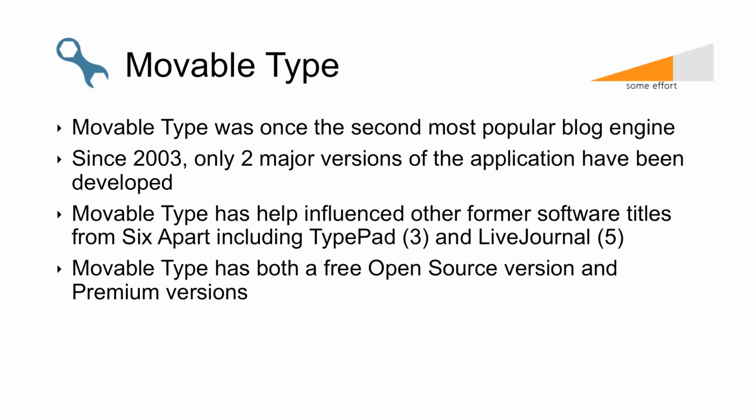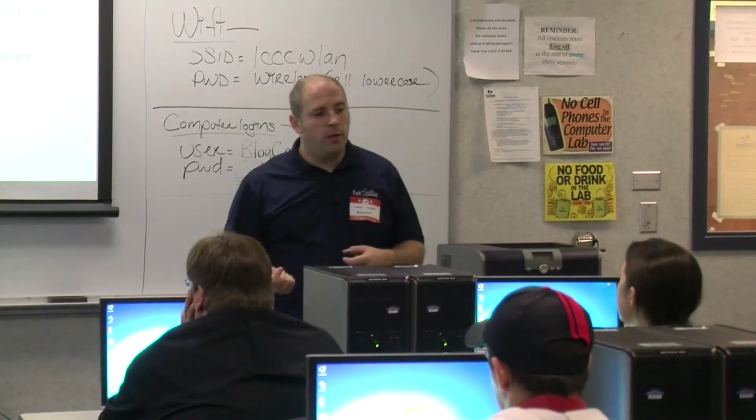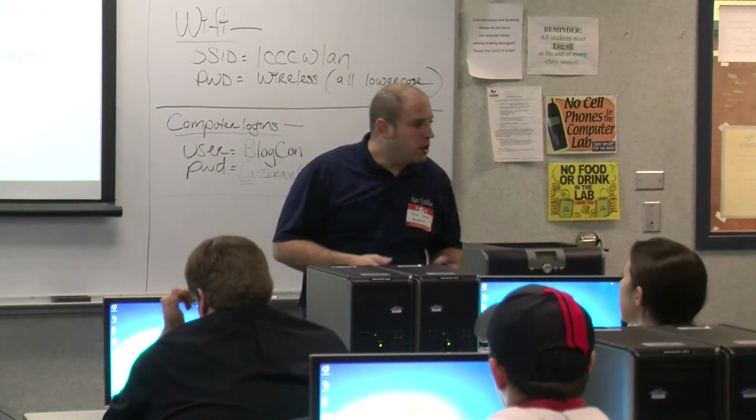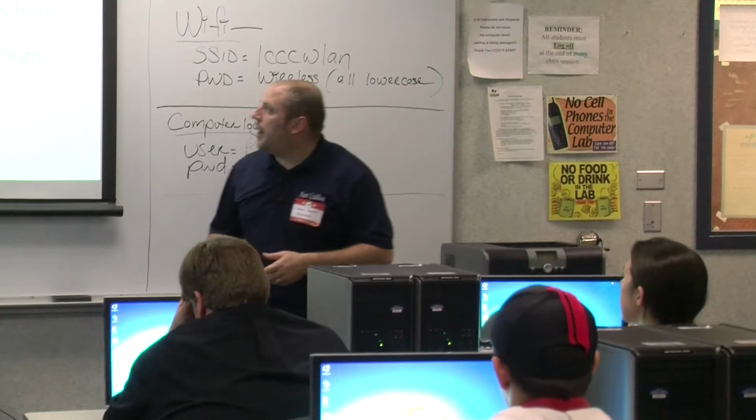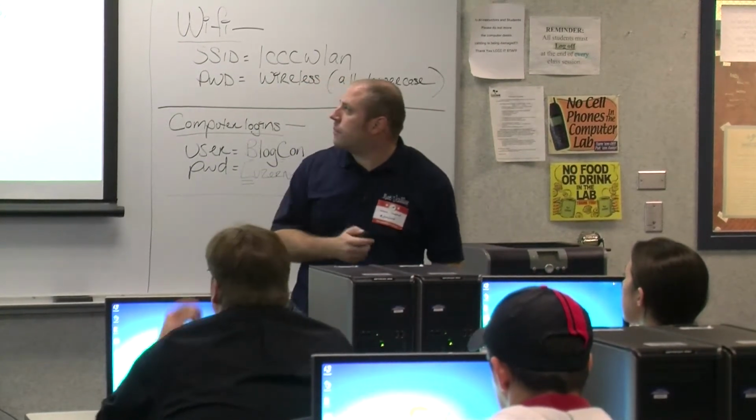And part of it is because the company that actually owns Movable Type is called 6 Apart. And 6 Apart had purchased some additional blog companies or blog engines, one of them being Typepad, which we just talked about, and one of them being the next blog engine I'm going to show you in a minute, LiveJournal. Movable Type has both an open source and a free version, so you can run either or. But like I said, it has been around for quite some time.